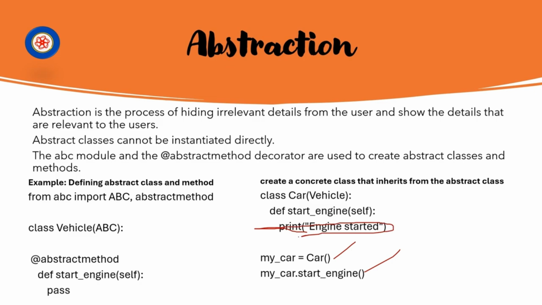To sum up, abstraction helps in managing complexity by hiding irrelevant details and exposing only the necessary parts. Abstract classes in Python using the ABC module and the abstractmethod decorator provide a powerful way to implement this concept. Moving on, method overriding.